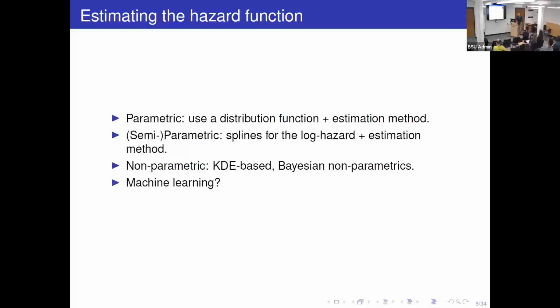I haven't really come across machine learning methods fully focused on the hazard function. There are many methods to study the survival, but fully focused on the hazard function, I haven't come across that many. So if you know any, I will be interested in hearing about them. There is one that I'm going to present in a moment.